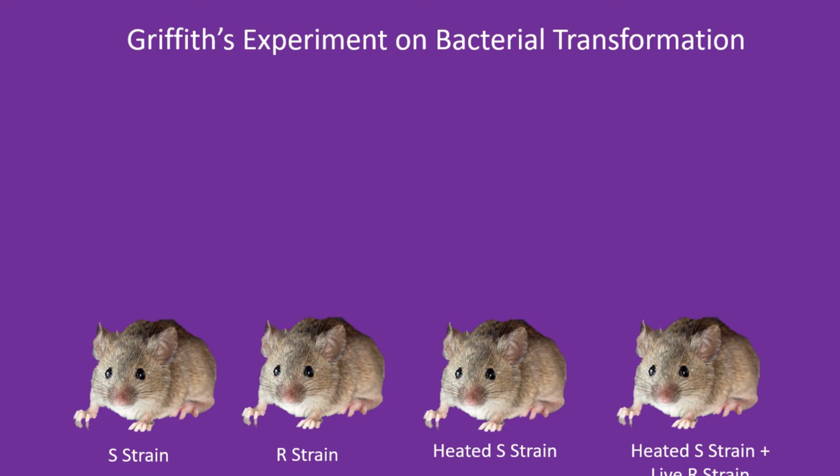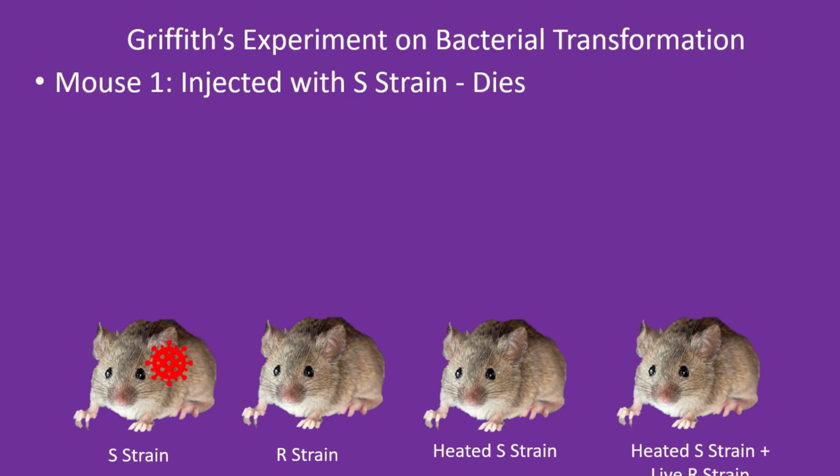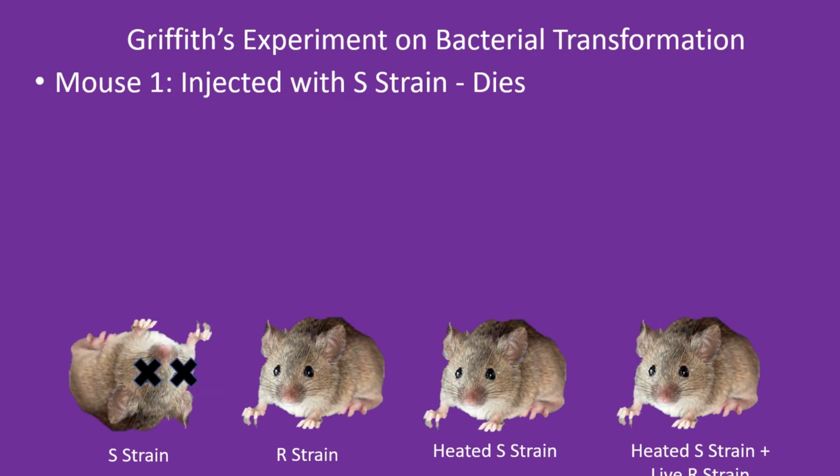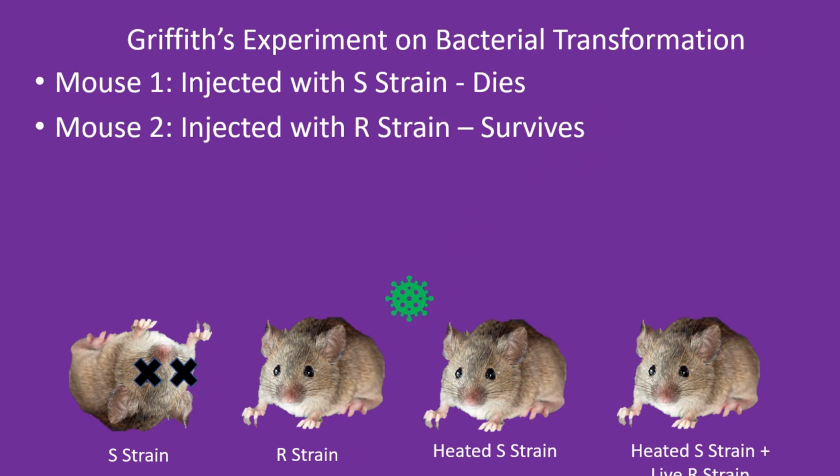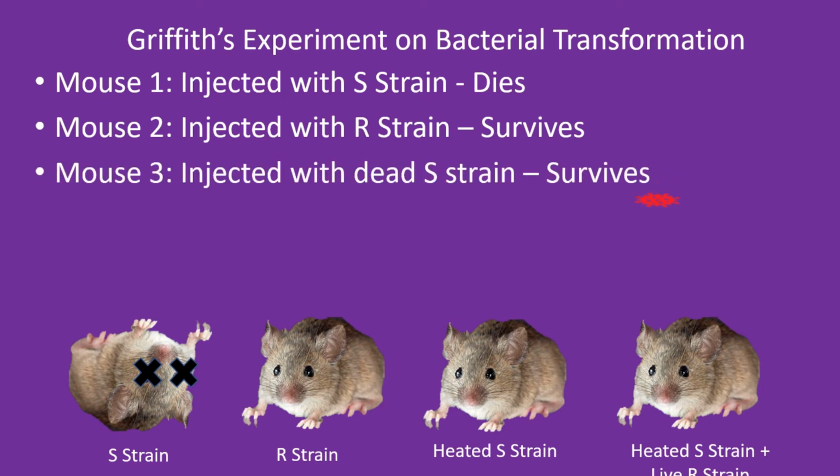So Griffith performed 4 tests on mice injected with this bacterium. Mouse number 1 is injected with the S strain, or smooth strain, and dies of pneumonia. Mouse number 2 is injected with the rough strain, the one that doesn't cause disease, and so therefore it survives. Mouse number 3 is injected with a dead smooth strain, that is, one that's been heated to kill off any of the protein's DNA found within that bacterium. So therefore the mouse is going to survive.